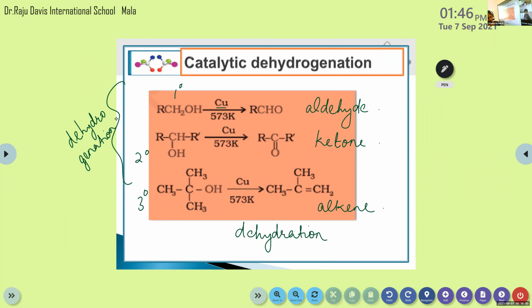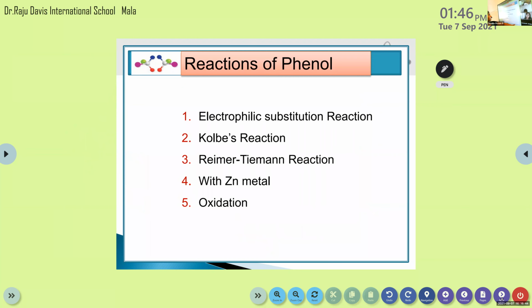Then the next section is about the reactions of phenols. Here, there are 5 reactions. First one is electrophilic aromatic substitution reaction, or electrophilic substitution reaction. Here it takes place in an aromatic compound. That's why it is electrophilic aromatic substitution reaction. Second one is Kolbe's reaction. Third one, Reimer-Tiemann reaction. Then fourth one with zinc metal, and fifth one is oxidation. So these are the 5 reactions that come under the reactions of phenol.